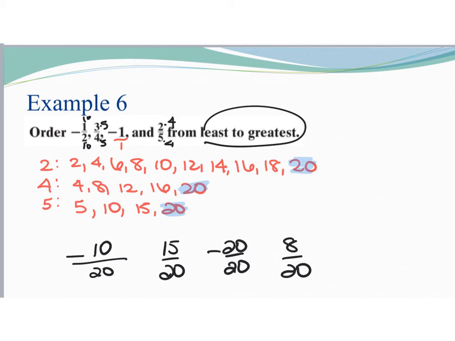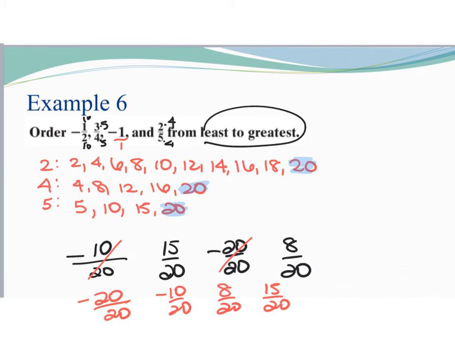So now I'm going to write them from least to greatest as it says. My least, or my smallest number, is actually going to be my largest negative numerator. So I have -20/20. Then I'm going to have my -10/20. That gets me out of the negative range. Now I'm going to go into the positive numbers. So that gives me 8/20 and 15/20.